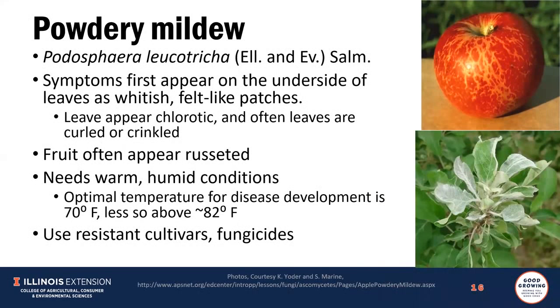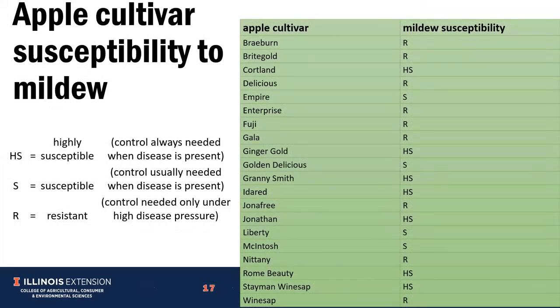Powdery mildew, you may be familiar with that. There's many species of powdery mildew. We have one in particular for apple, and it creates those white felty patches, but it also can cause russeting on the fruit. It particularly likes humid weather, and there's an optimal temperature for disease development, but using those resistant cultivars and proper fungicides helps. Here I give you a list of some of the susceptibility to powdery mildew and some of the cultivars that you might find.